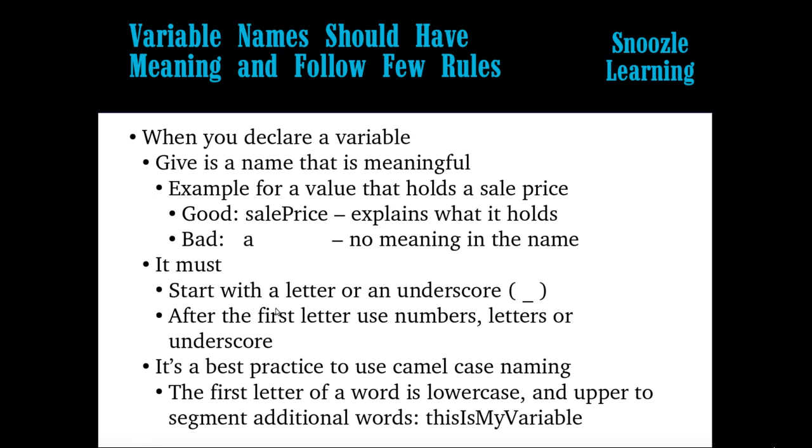And then also, as a best practice, use something called camel case, where all the words are mashed together, the first letter of the first word is lowercase, and the first letter of every following word is uppercase. So in this example, myVariable, you can see each word is separated with the uppercase letters.